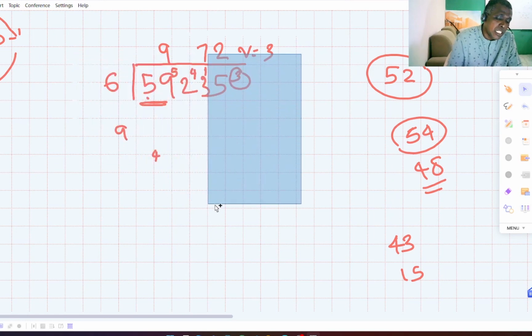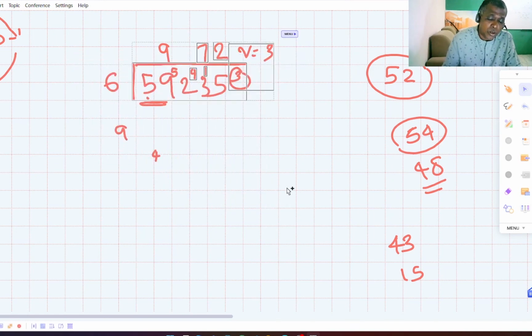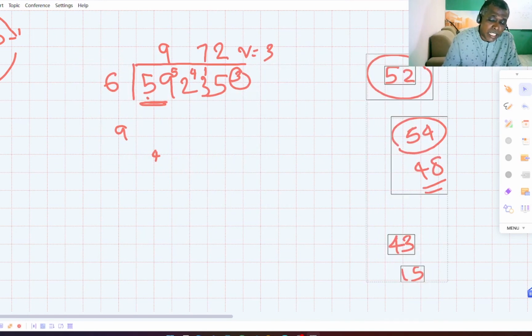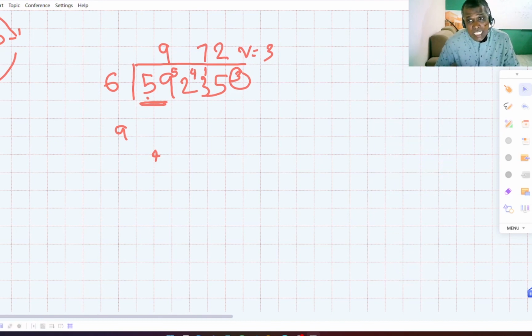This method is called the short division method. Why? We are not writing that many lines. We are getting the answer very easily with fewer steps. I am not writing more. I am just writing fewer steps and getting the answer. That's called short division. Okay.